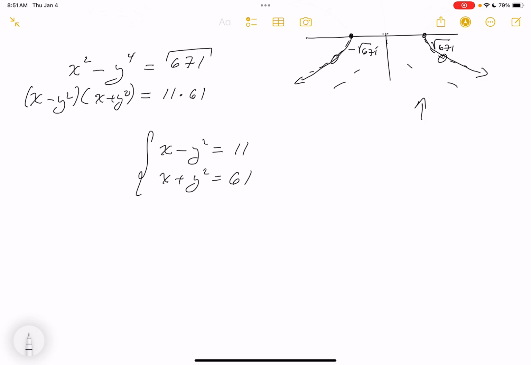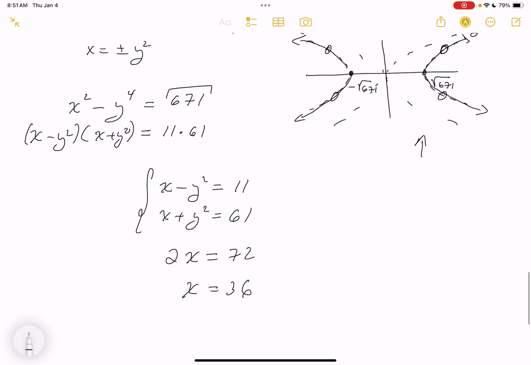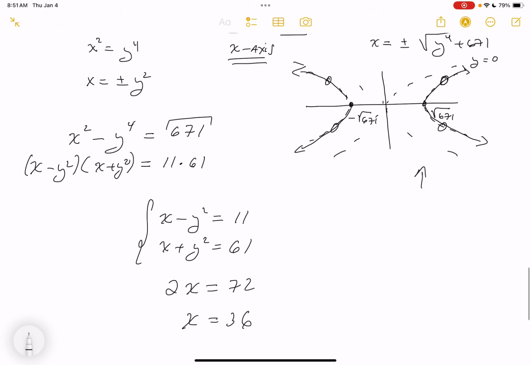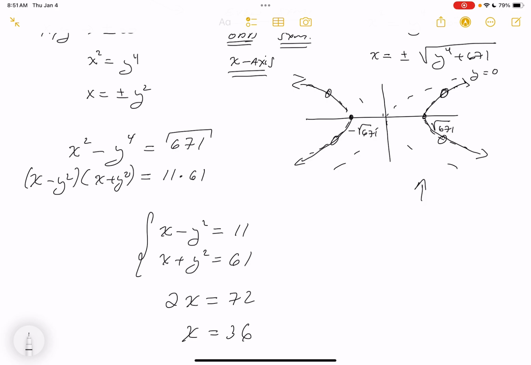Let me see if I get an integer there, though. I'm going to add those two together. And you get 2x equals, well, 61, the y squares disappear, by the way, is going to be 72. And I do get an integer. What integer do I get? I get 36. So right now I'm going to say the x is 36. So I'm going to say over here, let's put this over, 36. 36. And the pictures help me a little bit.